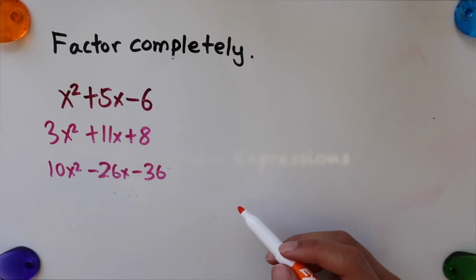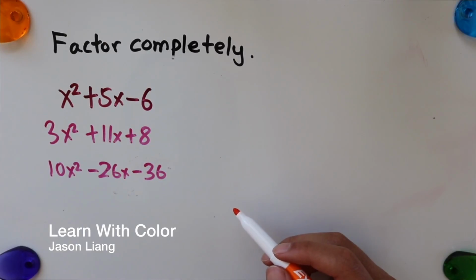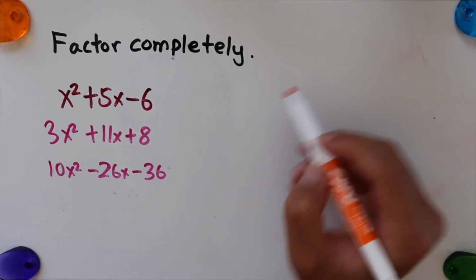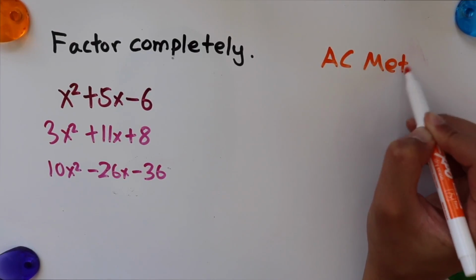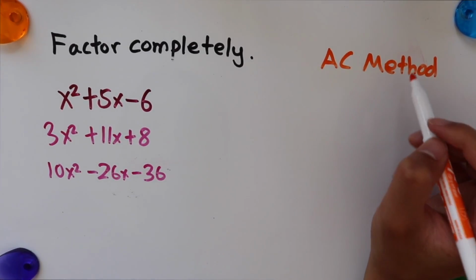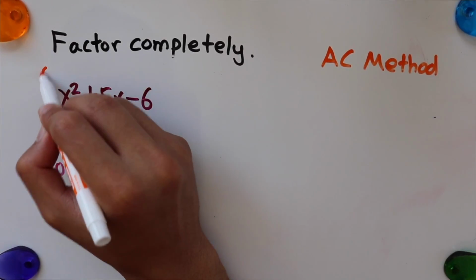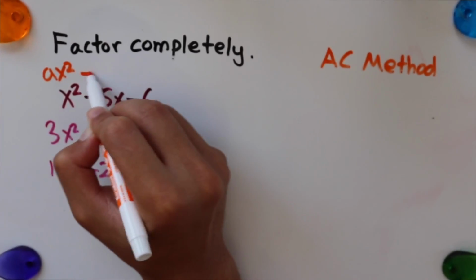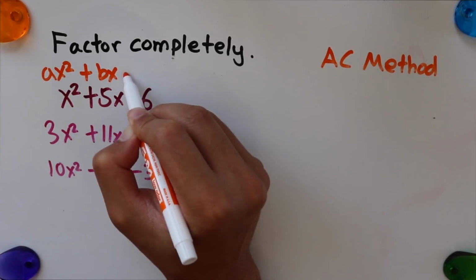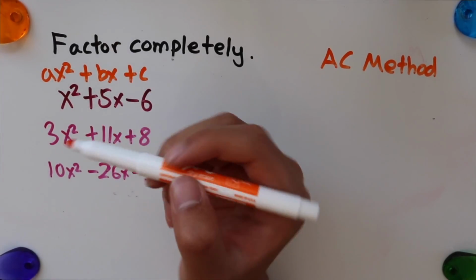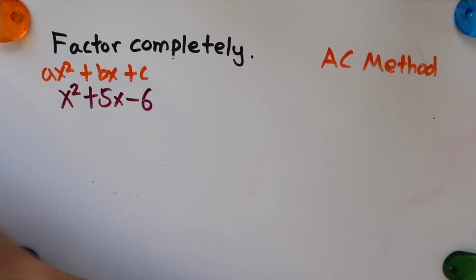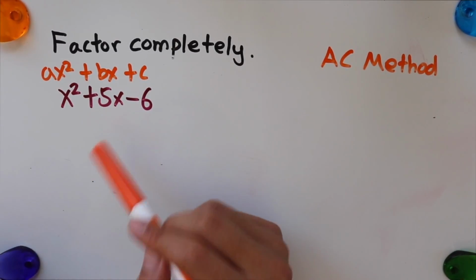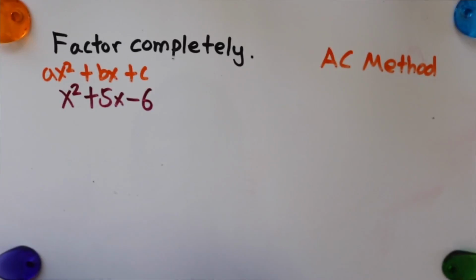Today, we're going to be factoring quadratic expressions such as these three using a very popular technique called the AC method. What the AC method requires is for us to have our quadratic expressions written in general form, ax squared plus bx plus c. We're going to be looking at the first example, x squared plus 5x minus 6.